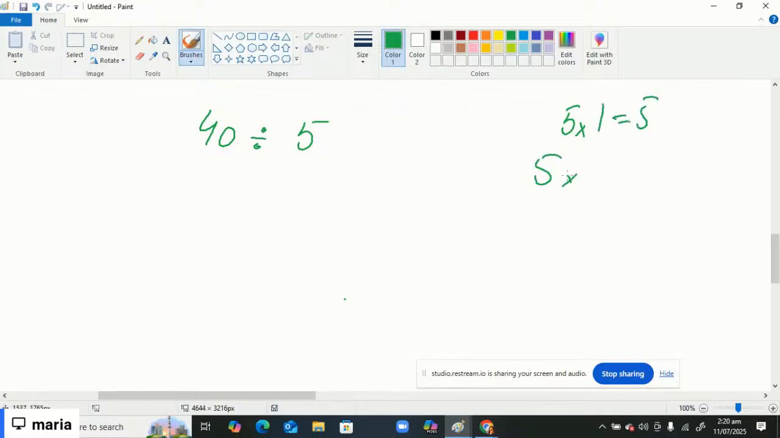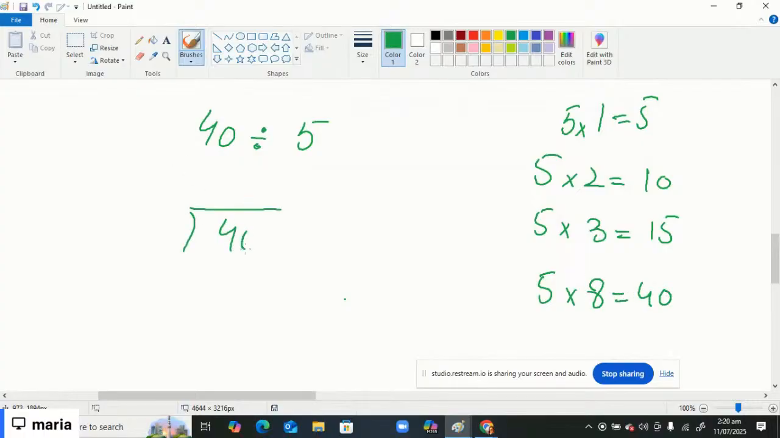so then, it's 15, then 20, then 25, then 30, 35, and 40. So 5 times 8 is 40. So let's divide it here. 40 inside, 5 outside, and then we just divide. When you divide, 5 times 8 is 40. And now this is 0. So the answer is 8, that is given already.